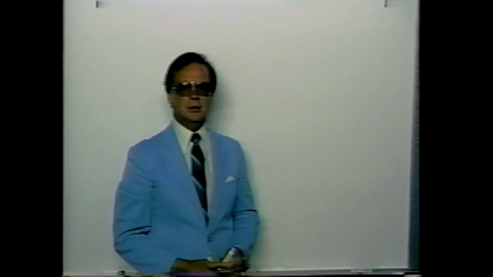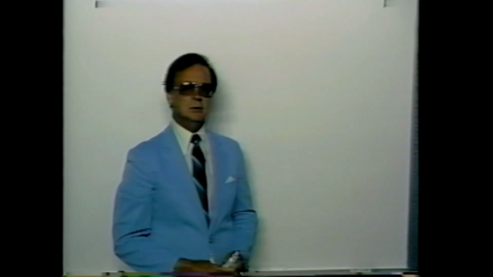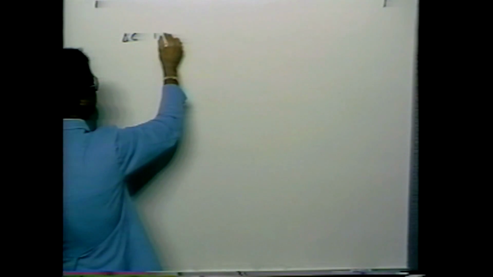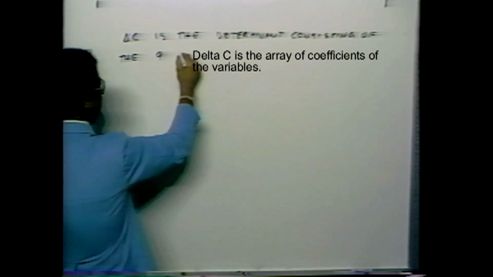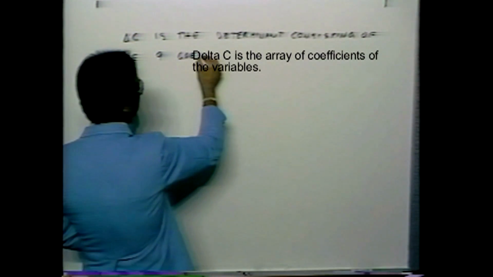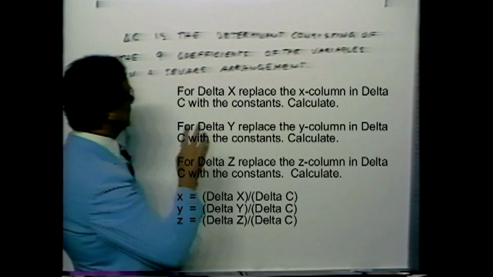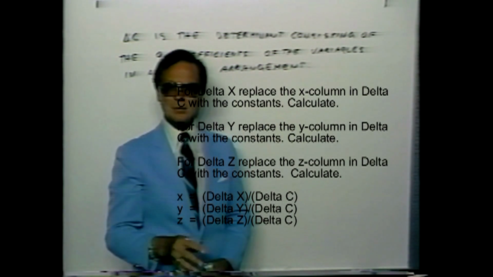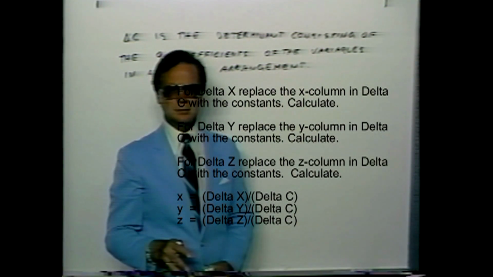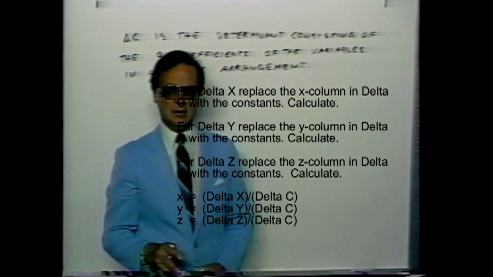Now, the solution of the 3 by 3 system of equations continues in much the same way as it did for the 2 by 2 system. In other words, you will calculate delta C, the 3 by 3 determinant of coefficients of the variables. Now, this is a determinant which is 3 by 3, and it equals a number. We know how to calculate that number now.